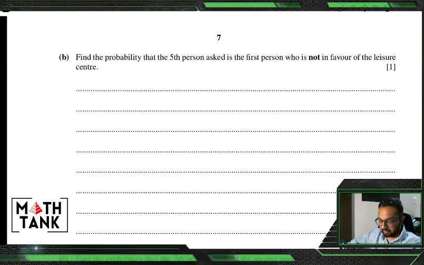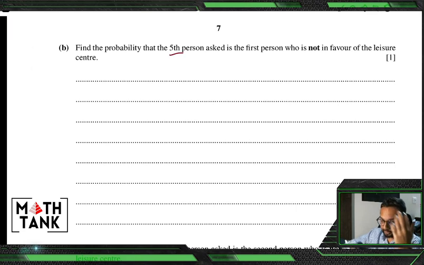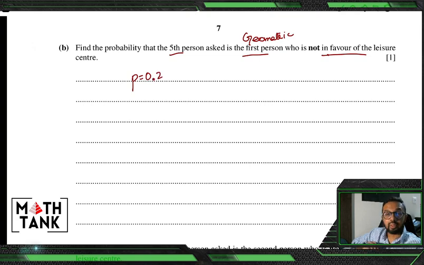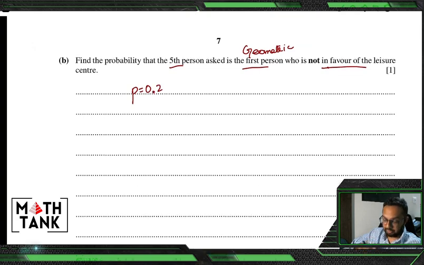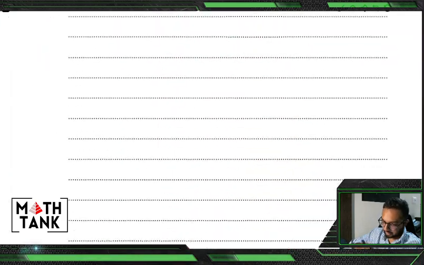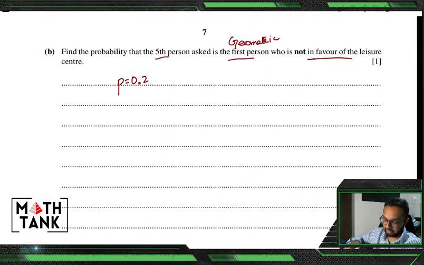Okay, so moving on to the next question that says find the probability that the fifth person asked is the first person who is not in favor of the leisure center. So I've suddenly gone from the binomial to the geometric. Now I'm not talking about all 20 people, I'm just talking about the observations up to the first person who is not in favor. So my success is now people who are not in favor. There were 80% who were in favor and 20% who were not in favor. So I'm asking you for the probability of x equals 5.